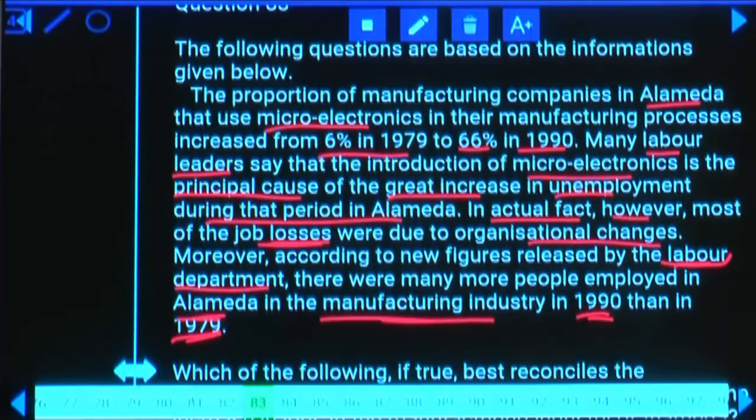And so this is the reason, and this is what we call unemployment. The next one, what is the next one here? The statistics released by the Labor Department state that there were many more people employed in Almada in the manufacturing industry. Now why is he talking about the manufacturing industry? Because microelectronics is being introduced in the manufacturing industry only, isn't it? Hence manufacturing industry in 1990 than in 1979.